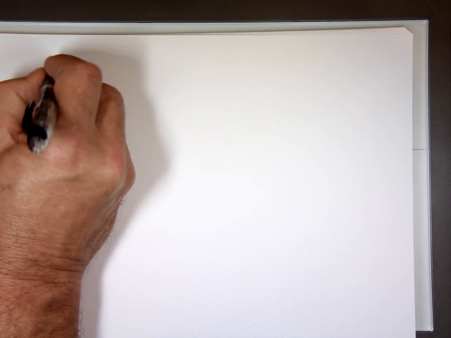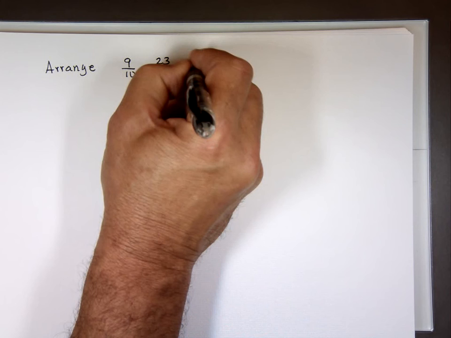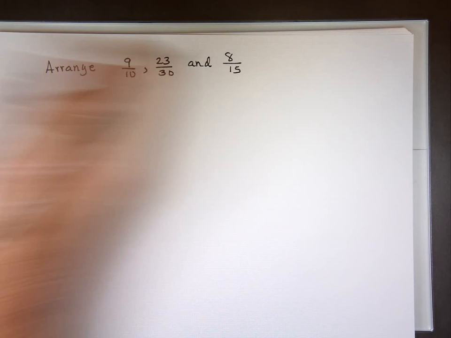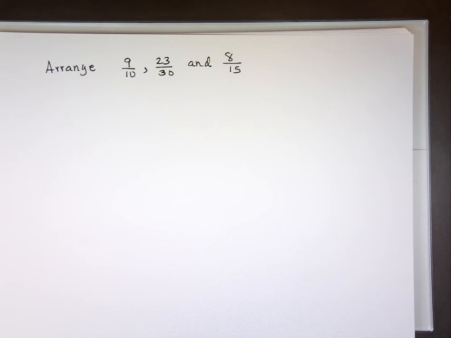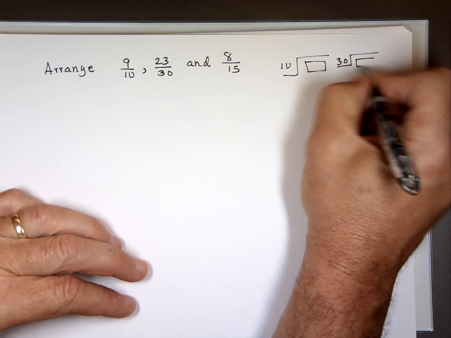Let's change the question. Arrange these: 9 over 10, 23 over 30, and 8 over 15. Tell me, which one is the smallest, the medium, the biggest? I got to find the LCD, and sometimes you can look at these numbers without doing the math. I know the first number that I can divide by 10, divide by 30, and divide by 15. Can anyone look at them? Tell me, what is that number that you can divide by 10, by 30, and by 15? Is there a number you can see, the first number?